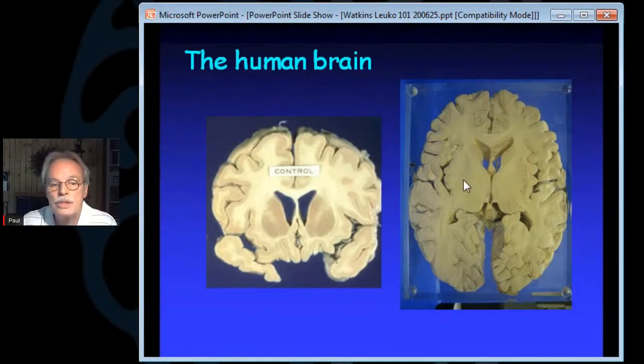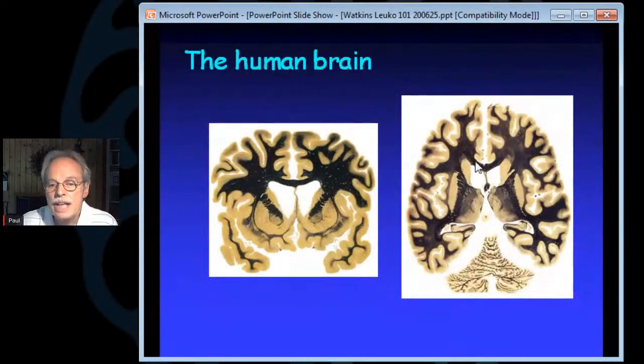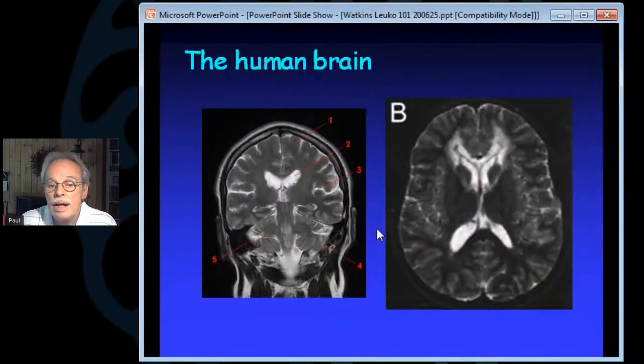But now you can use a stain to stain the white matter so that you can actually see it much more clearly on the vertical slice and the horizontal slice. How about an MRI looking at the same things? Well, on a normal MRI, the white matter doesn't look white at all. As a matter of fact, it looks pretty dark, pretty grayish.